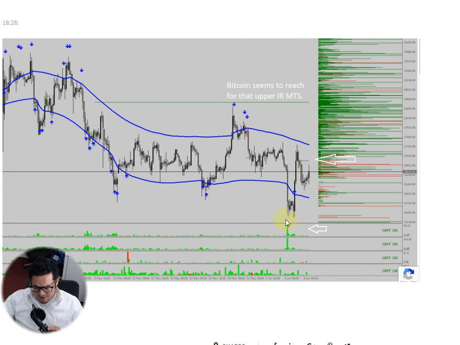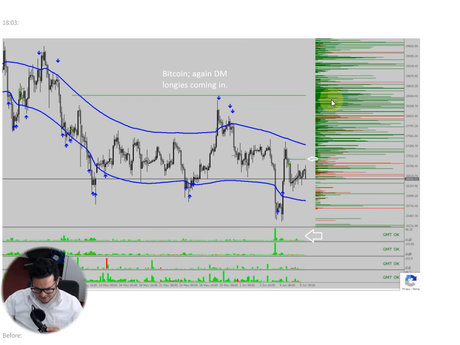So Bitcoin went down against those dummy longies, cleared the low, and then did an aggressive pullback towards the upper stops. I didn't trade any of that. As you know, I just do a long-term play in Bitcoin. But interesting to see that.